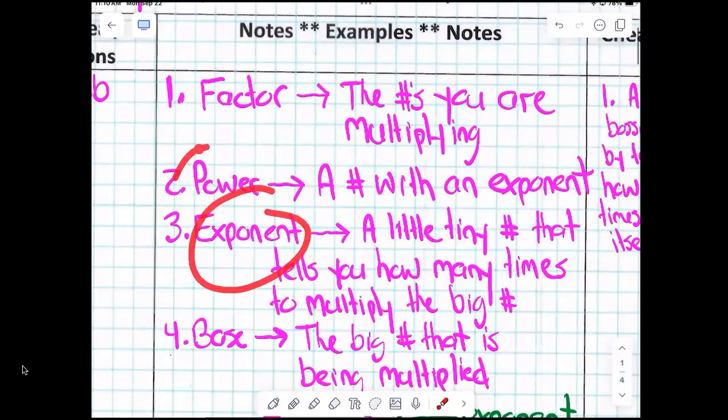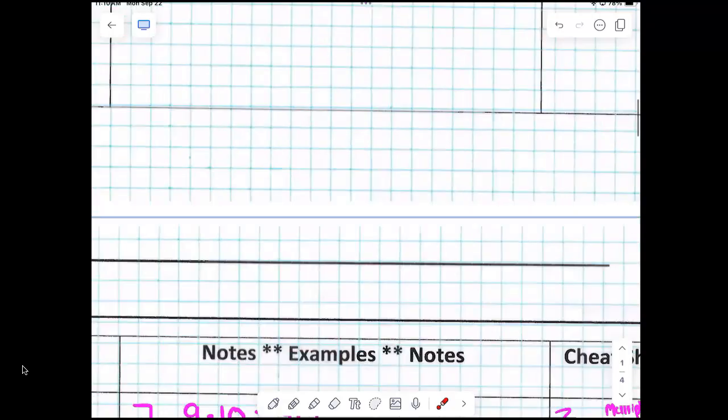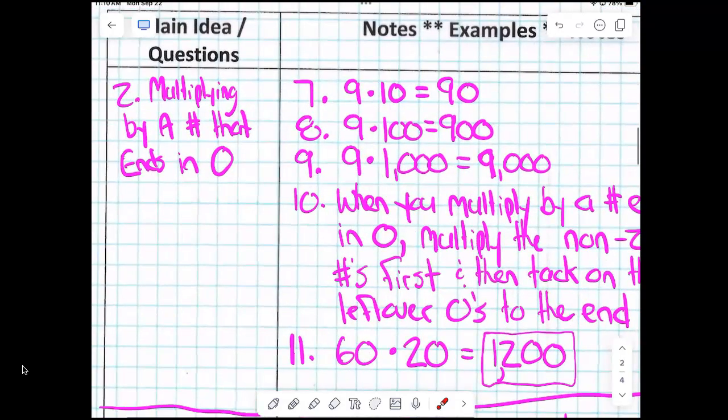Okay. And we kind of talked about all of these up here. We already talked about factor before, yes? All right, so let's go down to this. We'll come back to what that means in a second. Multiplying by numbers that end in a 0. What's 9 times 10? 90. What's 9 times 1? 9.